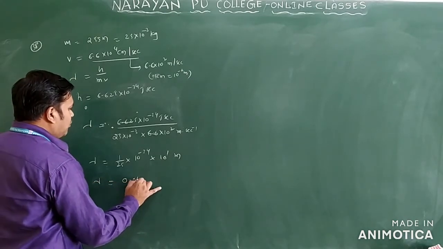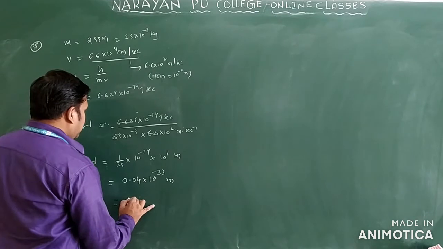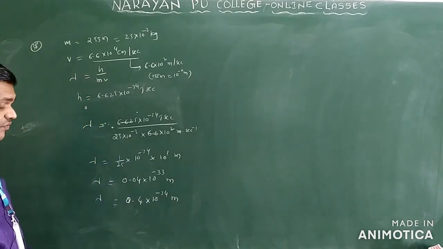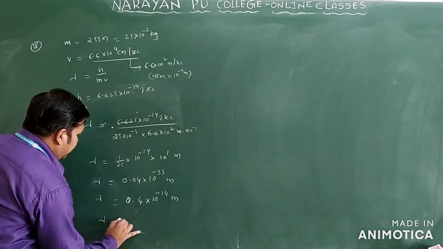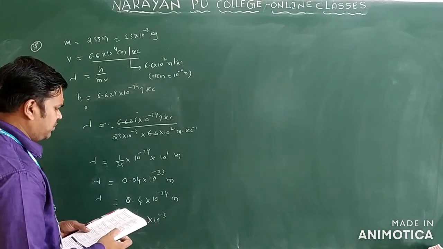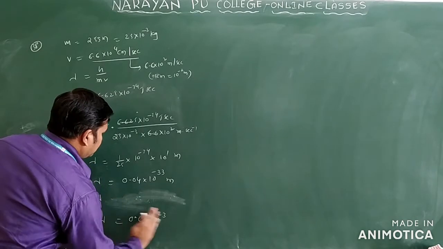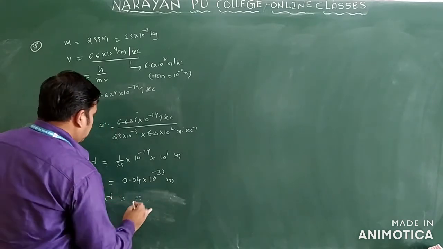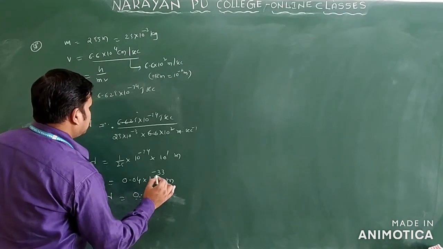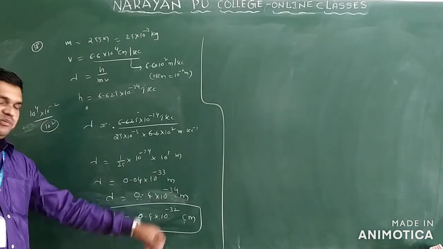Lambda is equal to 1 by 25 value 0.04 into 10 power minus 33 meter. I will write 0.4 into 10 power minus 34 meter. But you see the units are given in centimeters only. Then lambda is equal to 0.04, you will get 10 power minus 33 meter only. I will write this as 4 into 10 power minus 34 meter.